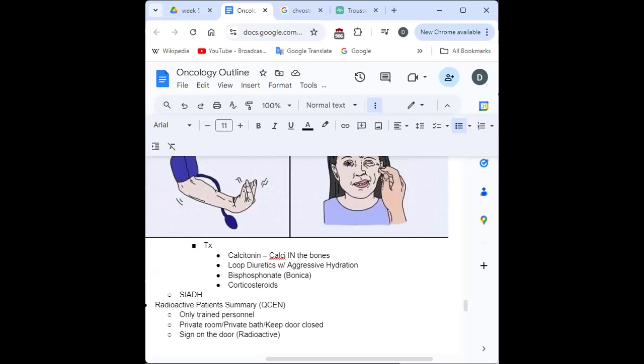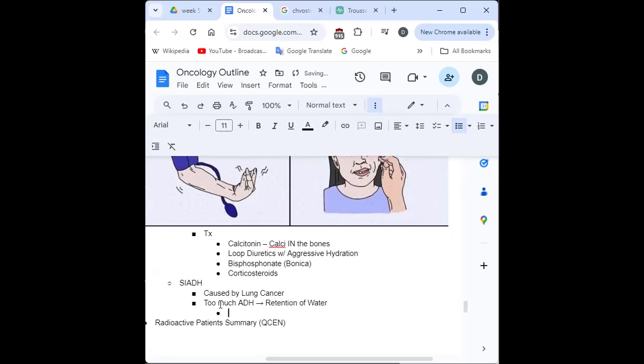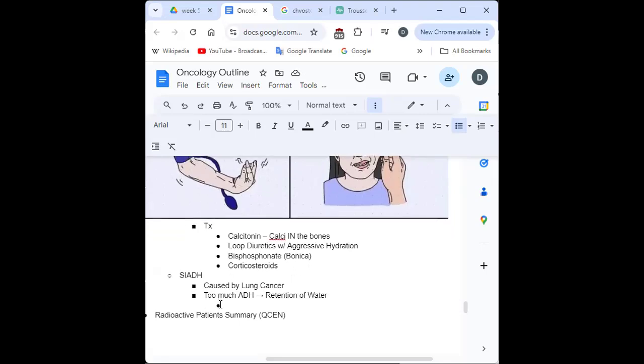Kind of what we're on about for this. And then lastly, your SIADH. Does anyone know what that is? This is something that's specifically caused by lung cancer. Be more specific, but you're on the right track. Exactly. So you have too much ADH leading to retention of water. Are you holding water by itself or anything else alongside of it? And if so, how's it affecting things? So are you holding electrolytes or are you just holding water?